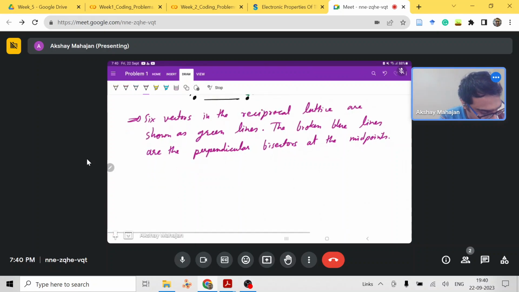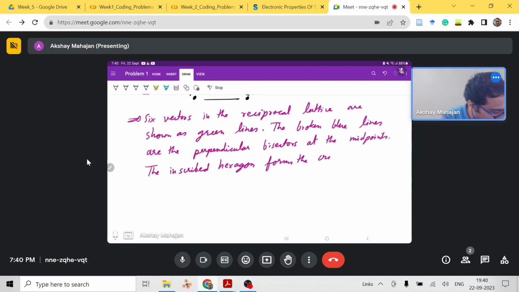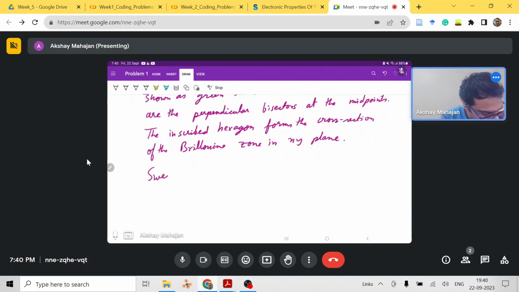The inscribed hexagon forms the cross section of the Brillouin zone in the XY plane. Sweep the shaded area along the z-axis.